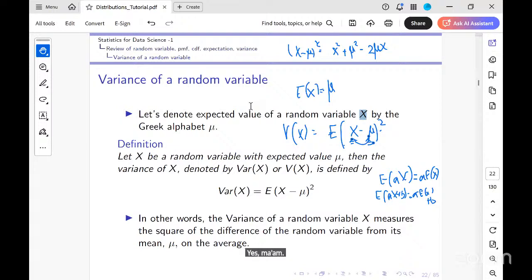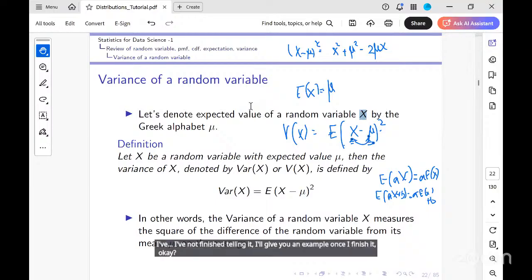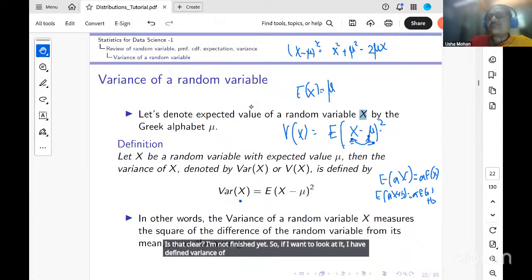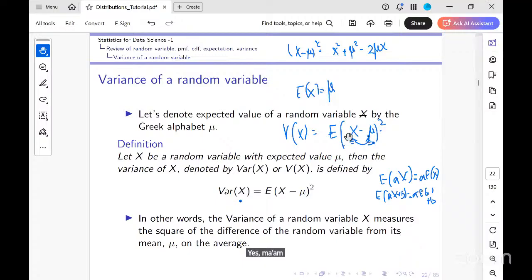Ma'am, can you give me an example for variance? I've not finished telling it. I'll give you an example once I finish it. I'm not finished yet. So I have defined variance of X as expectation of (X minus mu) whole square. Till here, is it clear?